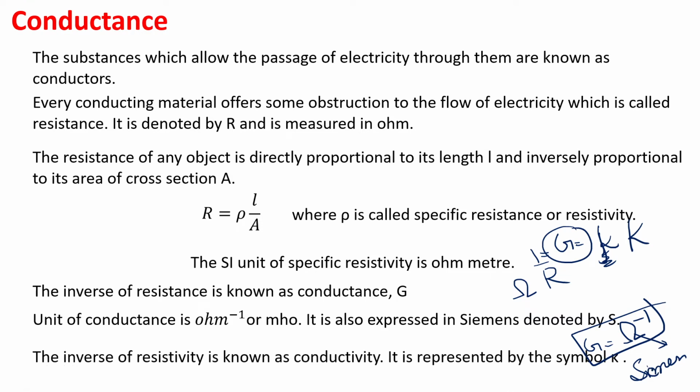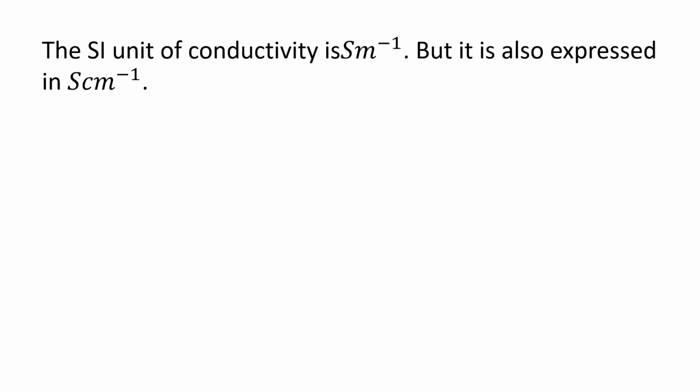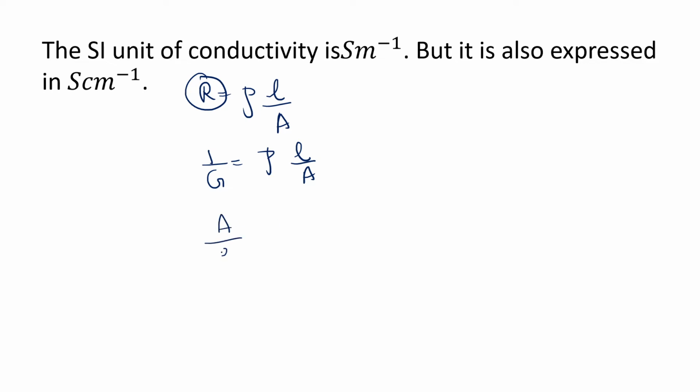The inverse of resistivity is called conductivity, it's represented by small k, that is kappa. The SI unit of conductivity is Siemens per meter. So how did they calculate this? As we know, resistance is equal to rho L over A. Resistance is equal to 1 by G equals rho L over A. Rearranging the equation, G equals A over L times 1 by rho.